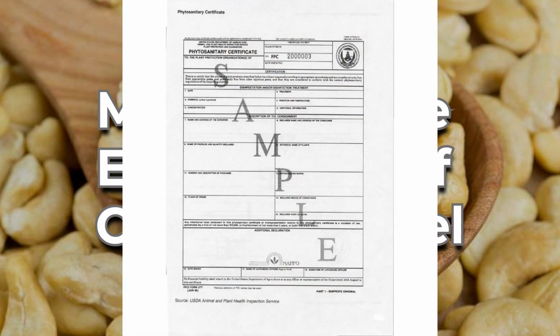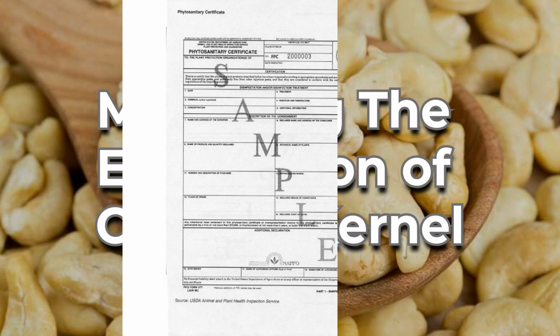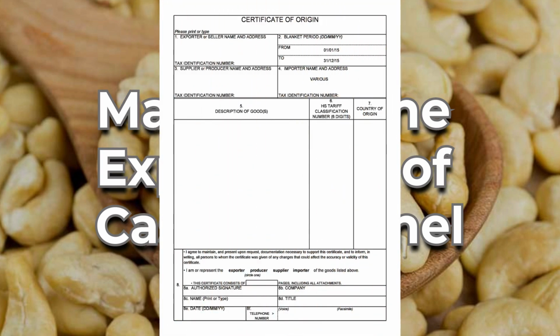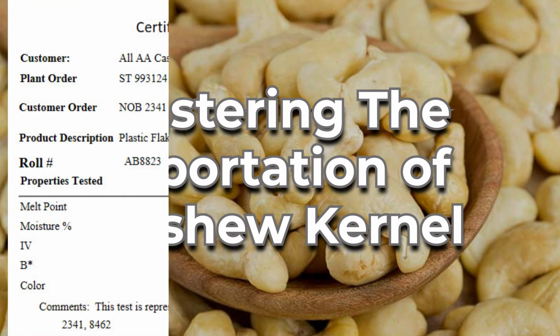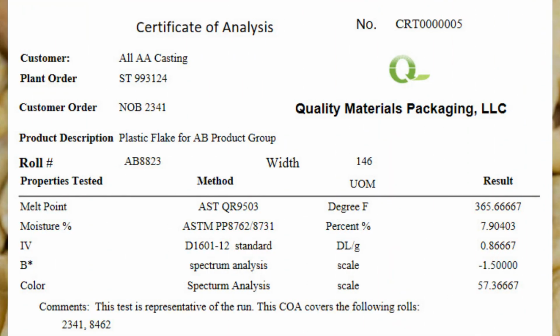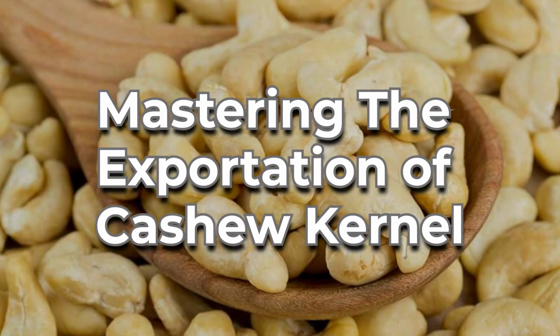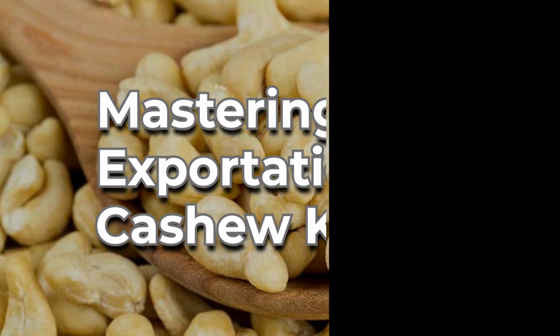Then the phytosanitary certificate, which shows that the goods are free of pests and diseases. The certificate of origin, often issued by a chamber of commerce, shows the origin of the goods. And then, in some cases, a health certificate and a certificate of analysis. The certificate of analysis, or lab test certificate, shows the moisture content, pesticide residue, contaminants, and all those quality certifications I talked about earlier.